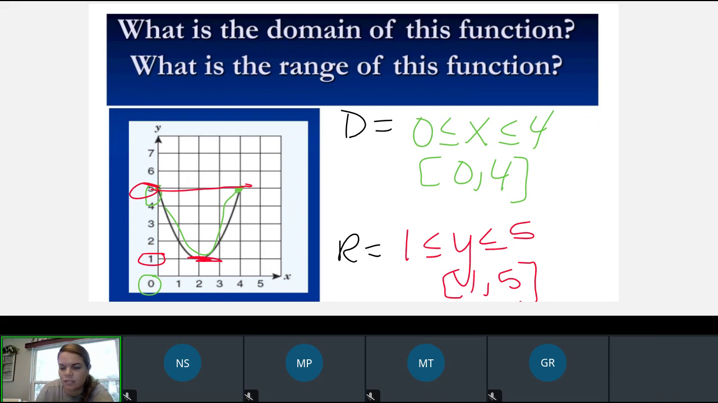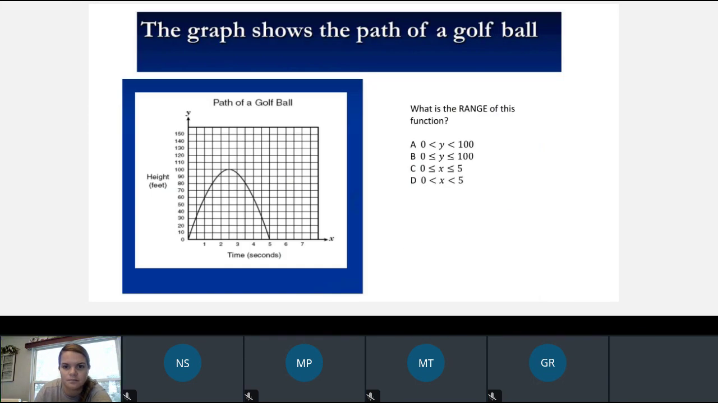Okay, I want you to try this next one on your own. I'm going to put up a poll here. Be careful at what letter is in between your inequality.